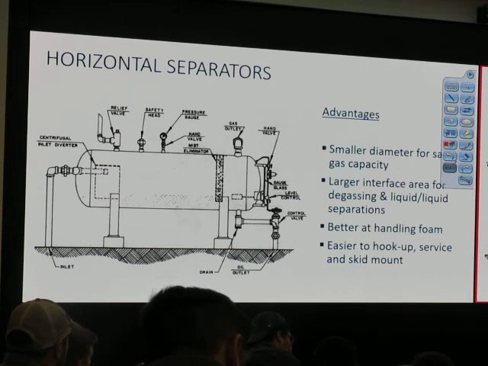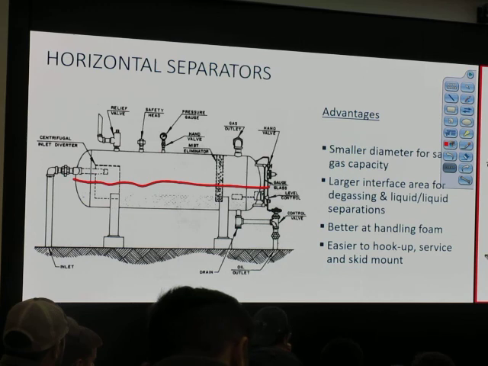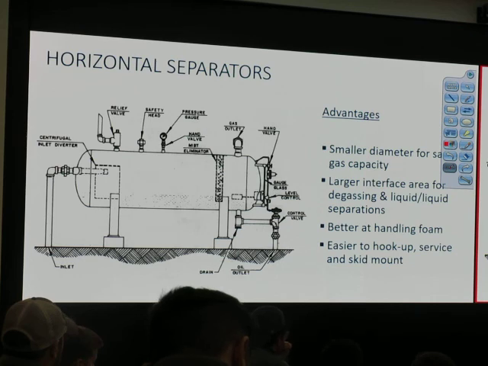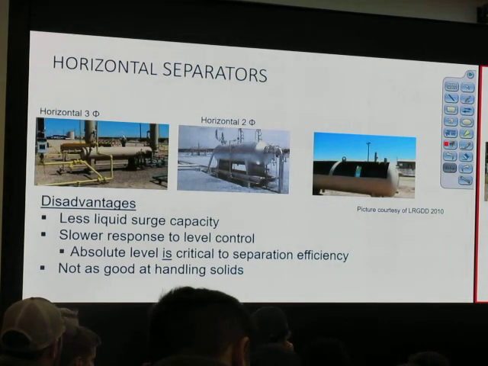Advantages, disadvantages of these things: a horizontal separator has a lot of surface area, okay? So if you have foam, it can handle foam better. We may put a foam breaker over here. But with a vertical separator, if you have foam, we may have a difficult time handling it. So a horizontal separator is preferred if you have foam. Plus it has a large surface area, which may allow foam to break more easily. Read the rest, of course. It's not that it's unimportant to read the rest.